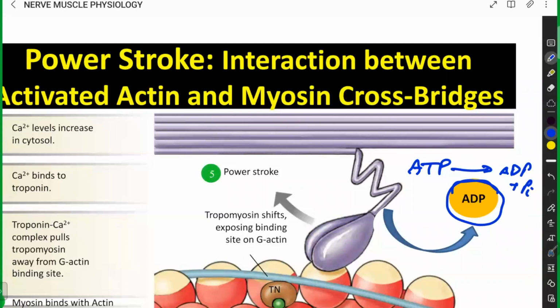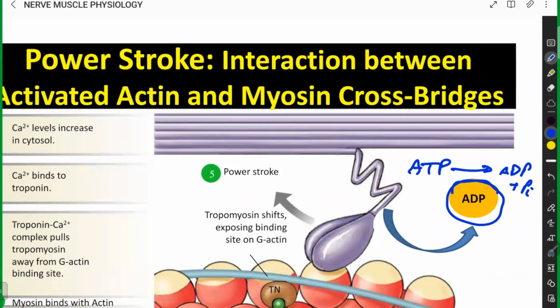Then the thin filament is pulled inside your sarcomere. The length of the muscle is shortened. Therefore, the I band is going to be shortened. That is what we saw earlier. So your Z line comes together, your I band and H band shorten, and the length of the A band remains constant.